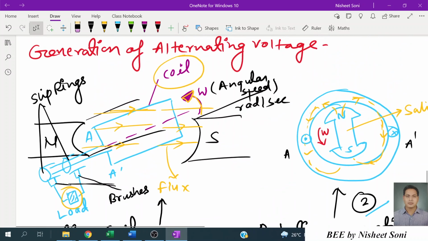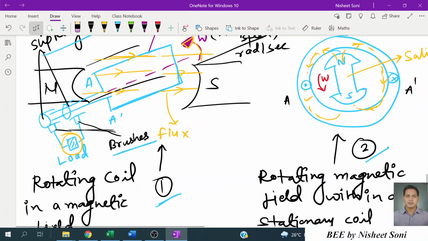In the first figure, we can see a coil, this is a coil, placed in a uniform magnetic field, and that coil is connected to the load with the help of slip rings and brushes. When this coil is rotated in anti-clockwise direction with a constant angular velocity of omega radians per second, an EMF is induced in the coil according to Fleming's right-hand rule. The cross-sectional view of the coil at different positions is shown below.